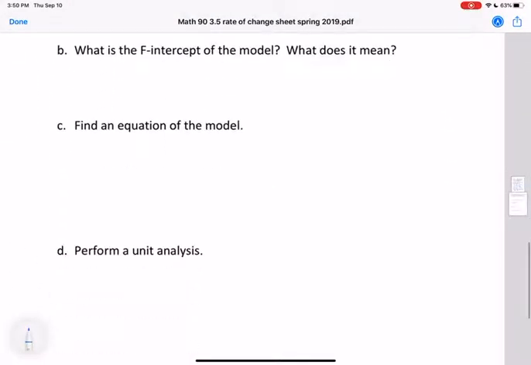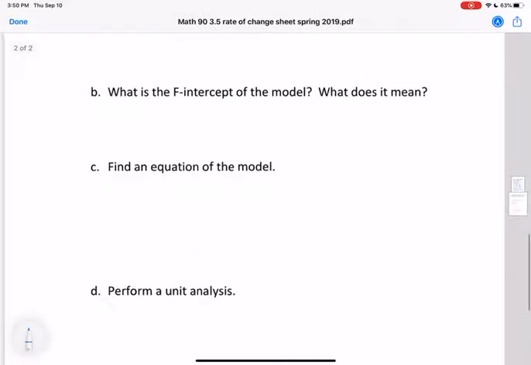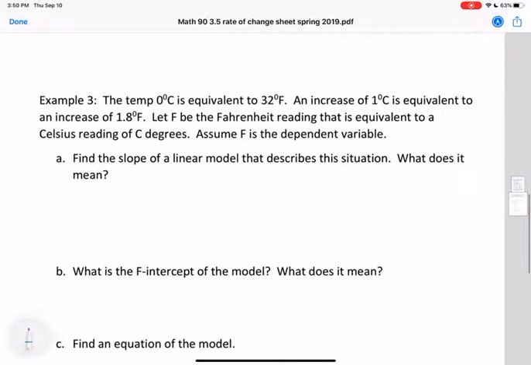All right, example 3. All right, just this page. And then we're done. Example 3, we have the temperature 0 degrees Celsius is equivalent to 32 degrees Fahrenheit. An increase of 1 degree Celsius is equivalent to an increase of 1.8 degrees Fahrenheit. Let capital F be the Fahrenheit reading that is equivalent to a Celsius reading of capital C degrees. Assume F is the dependent variable. So first, find the slope of a linear model that describes this situation.